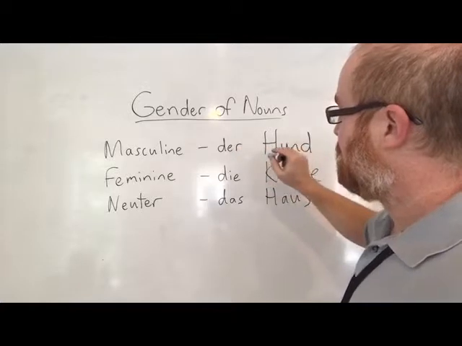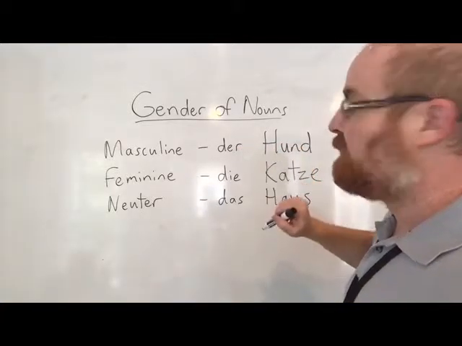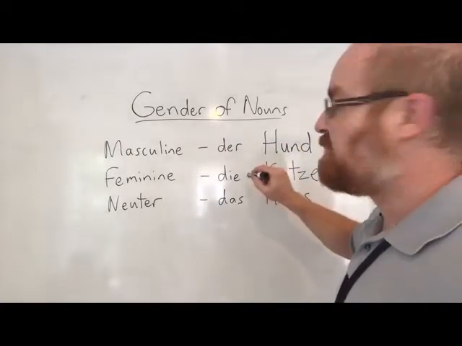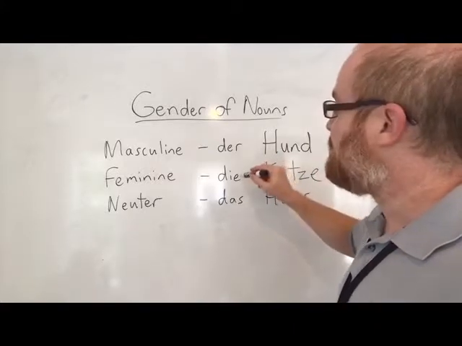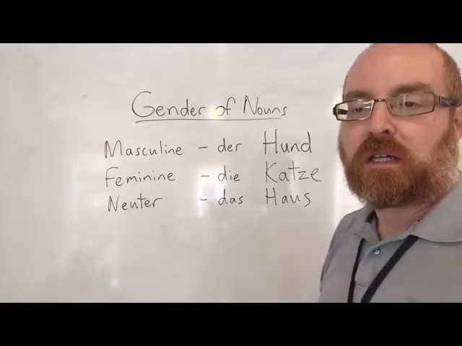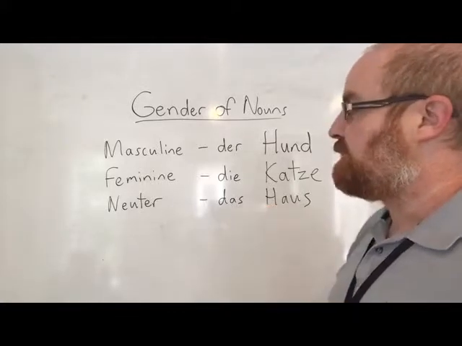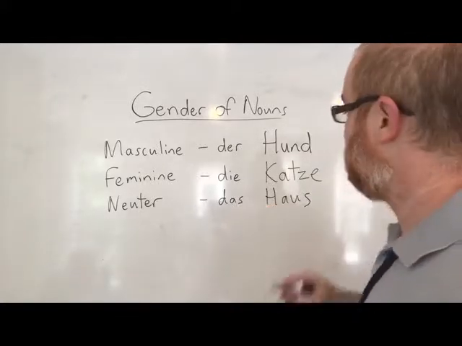So der Hund, so der is the masculine definite article, which just basically means the. Die is the feminine definite article, the again, and das, definite article for neuter.